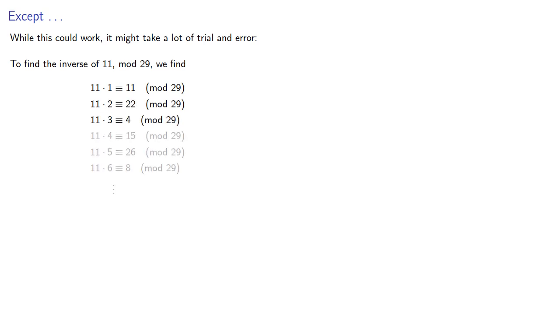Now, while this could work, it might take a lot of trial and error. So, for example, if we wanted to find the inverse of 11 mod 29, we find 11 times 1, 11 times 2, 11 times 3, and so on. Is there a faster way? So let's think about that.